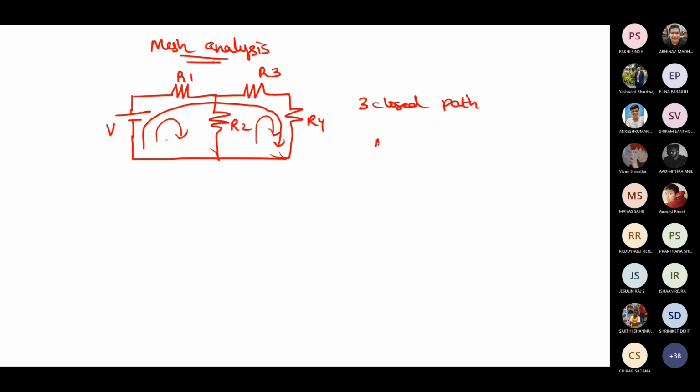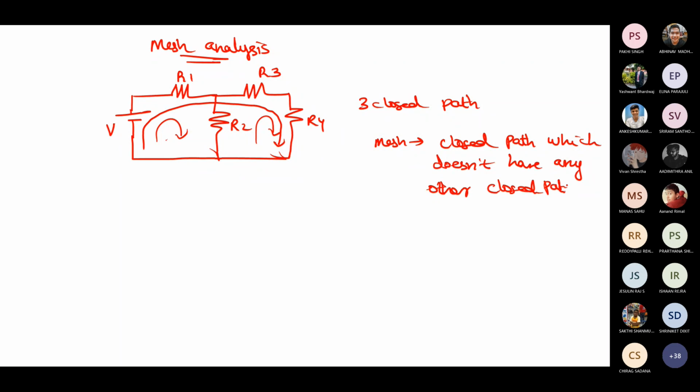But what is a mesh? A mesh is a closed path which doesn't have any other closed path inside. Okay, ma? Yes, ma'am. This is the meaning of mesh, or the definition of mesh.